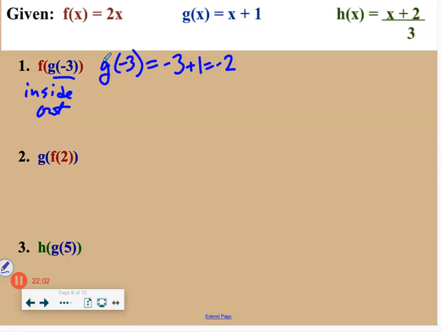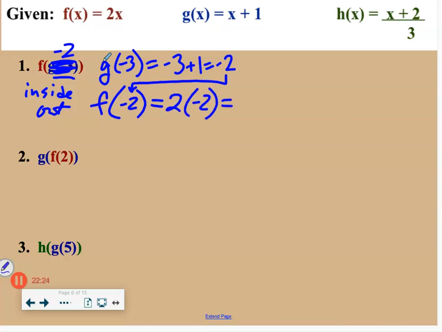So g of negative 3 is the same thing as negative 2. So now I'm going to plug negative 2 into my f function. So now I do f of negative 2, right? Whatever you found for this, you plug into here, and you get 2 times negative 2, which is negative 4. How many of you got that? Fantastic.